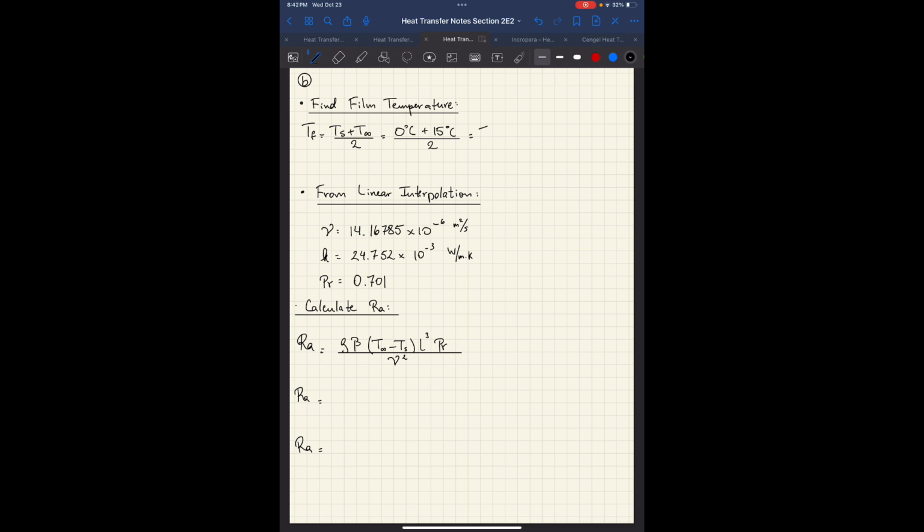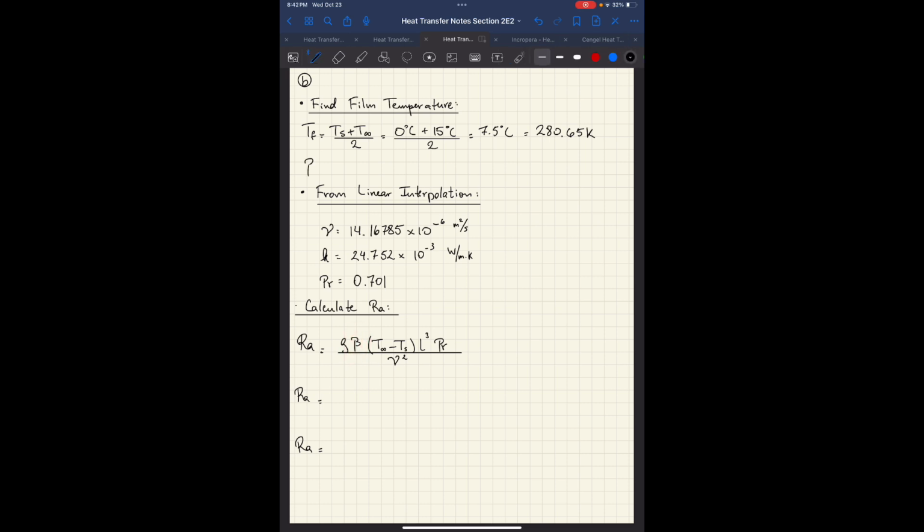So this is going to be 7.5 Celsius, which in Kelvin is 280.65 Kelvin. This textbook really likes making you do linear interpolation. I don't think there was one question where the temperature actually was on the chart. Anyway, fine. We do linear interpolation. We get our properties.